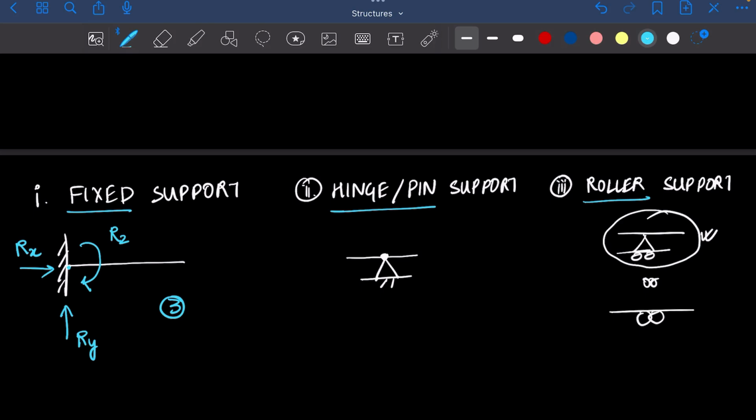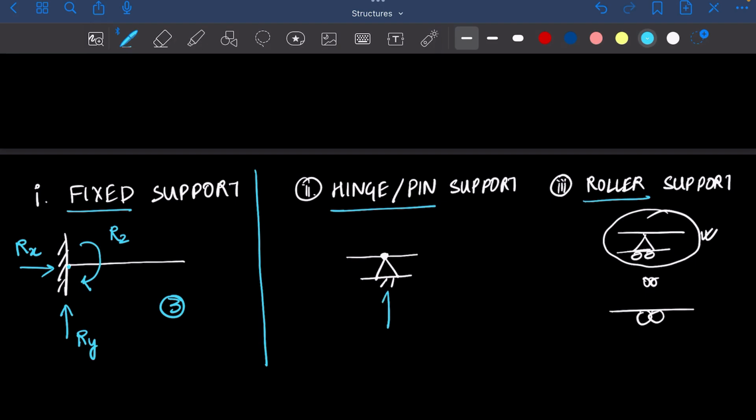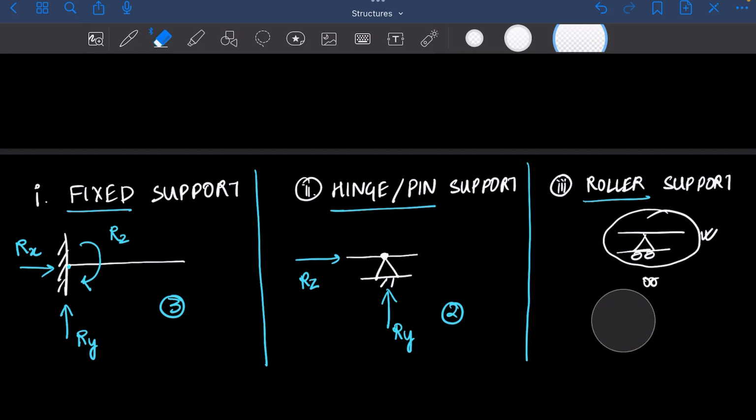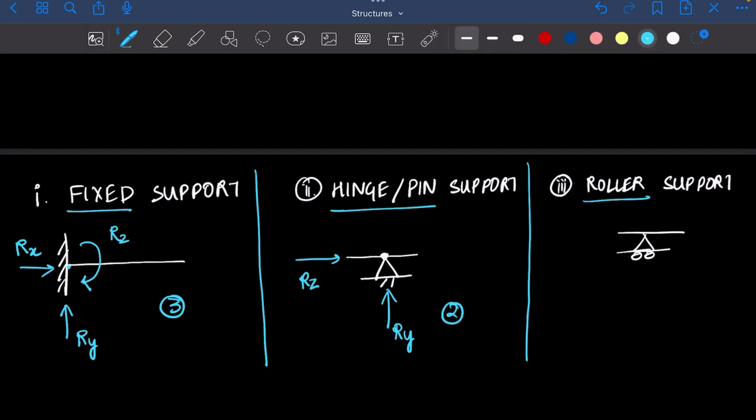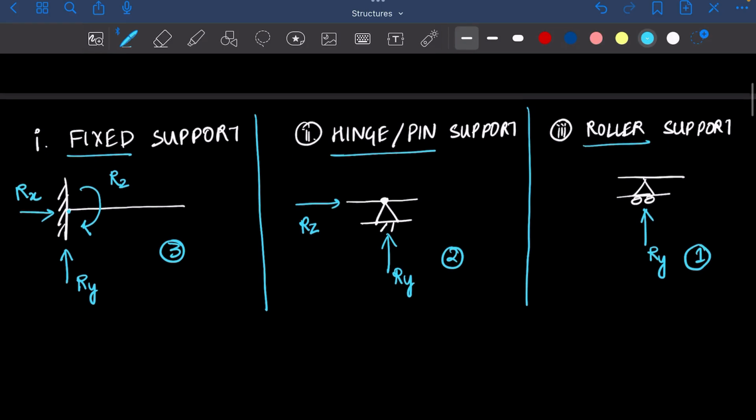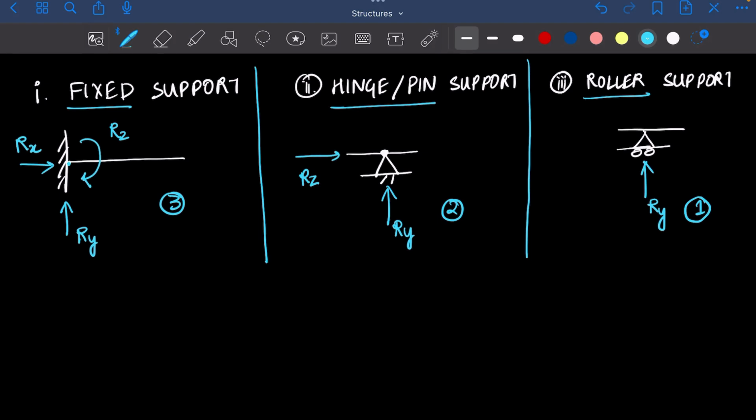All right. In a hinge support, we have a vertical reaction and a horizontal reaction. So in total, we have two reactions in a hinge support. And for a roller support, we have only a vertical reaction. All right. So do remember these three things because it's like a thumb rule, and you'll be able to solve your numericals for SFD and BMD and all the other topics with your base being built on these three supports.